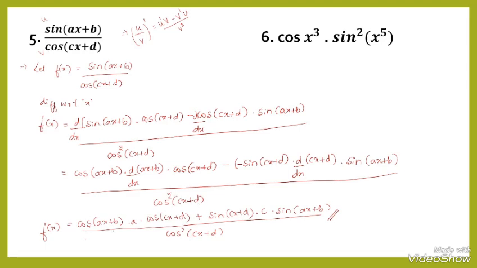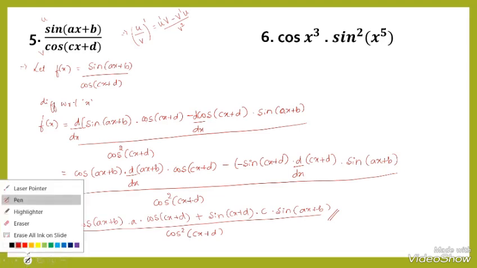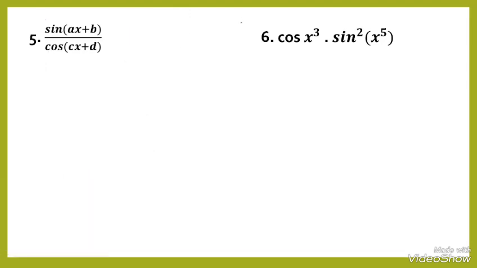Here, a cos of ax plus b. The differentiation of ax plus b is equal to a, and keep it as constant. Minus into minus gives plus sine of cx plus d, and the differentiation of cx plus d is c, times sine of ax plus b, keep it as constant, again divided by cos square cx plus d. Up to this much, this is the solution of the given function. Now, move on to the next problem.